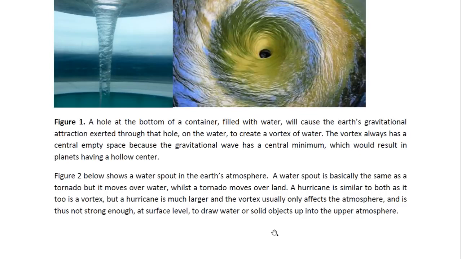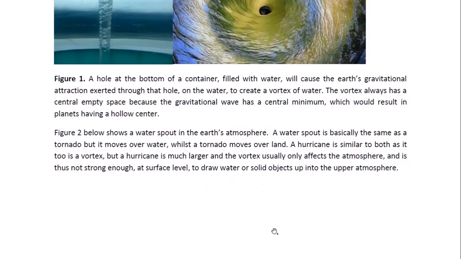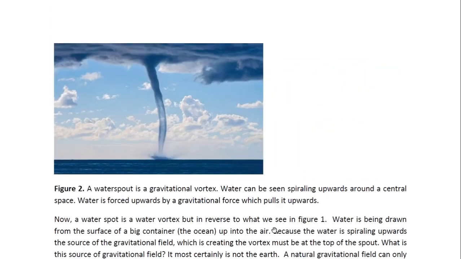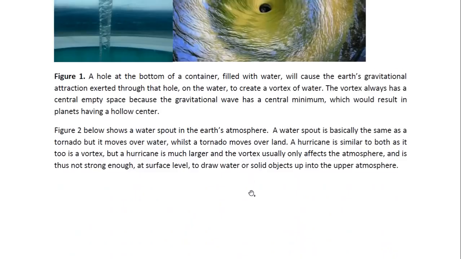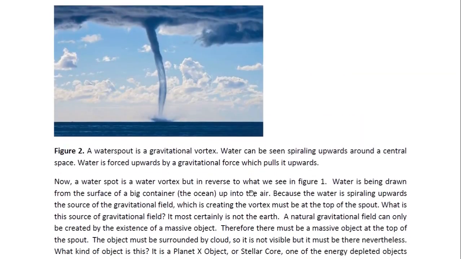minimum. Now, figure 2 below shows a water spout in the Earth's atmosphere. There it is. A water spout is basically the same as a tornado, but it moves over water, whilst a tornado moves over land. A hurricane is similar to both, as it too is a vortex, but a hurricane is much larger and the vortex usually only affects the atmosphere, and is thus not strong enough at surface level to draw water or solid objects up into the upper atmosphere.